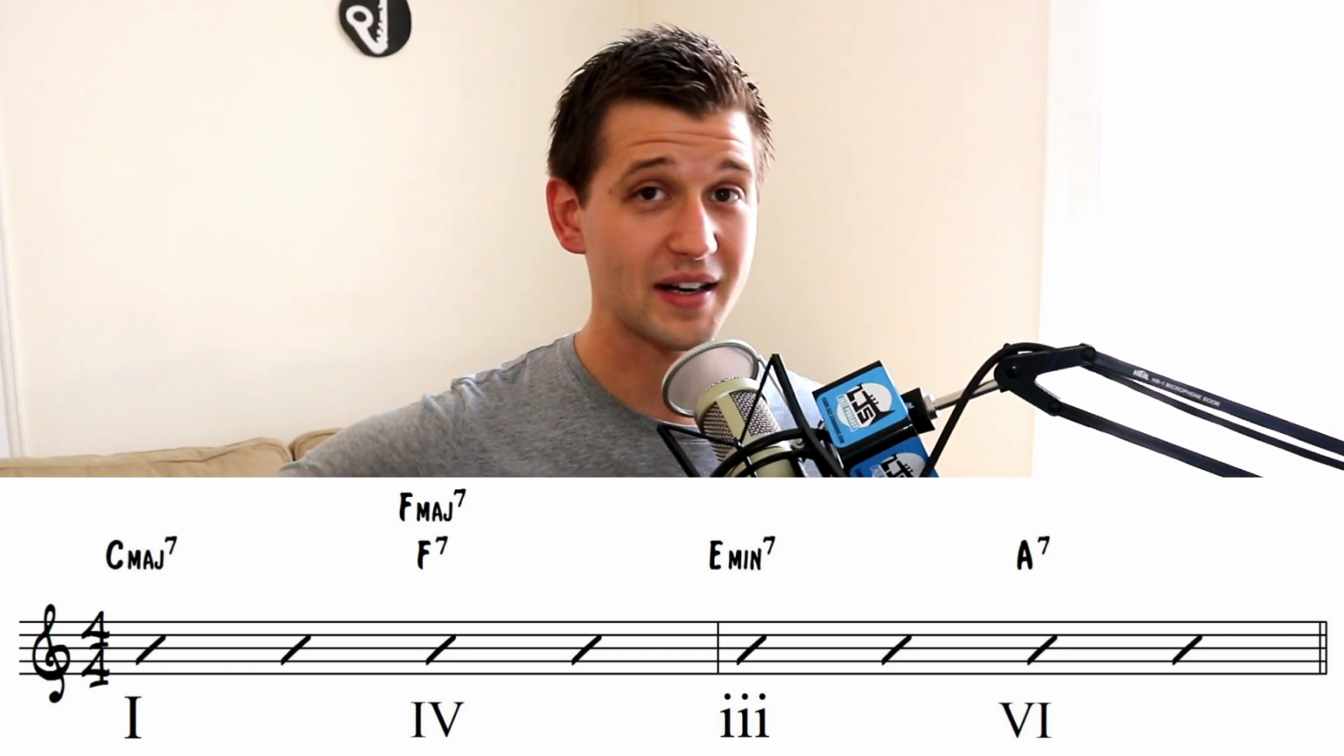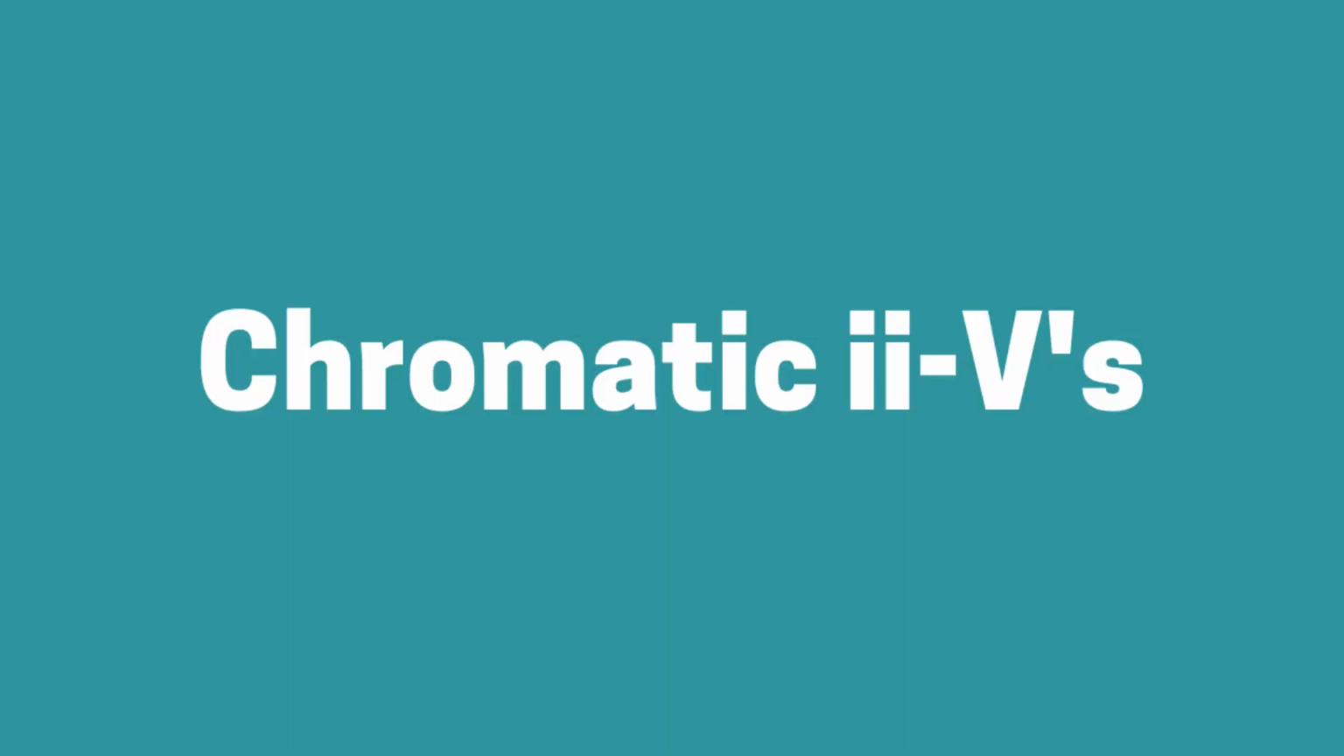Okay, so that's one type of turnaround that you can use, and you can substitute that for many different other turnarounds. So that's just one that I want you to be aware of. The last chord substitution that I want to talk about is what I call chromatic 2-5s. Now, check out this regular 2-5-1 chord progression that we've been talking about in this entire video so far.